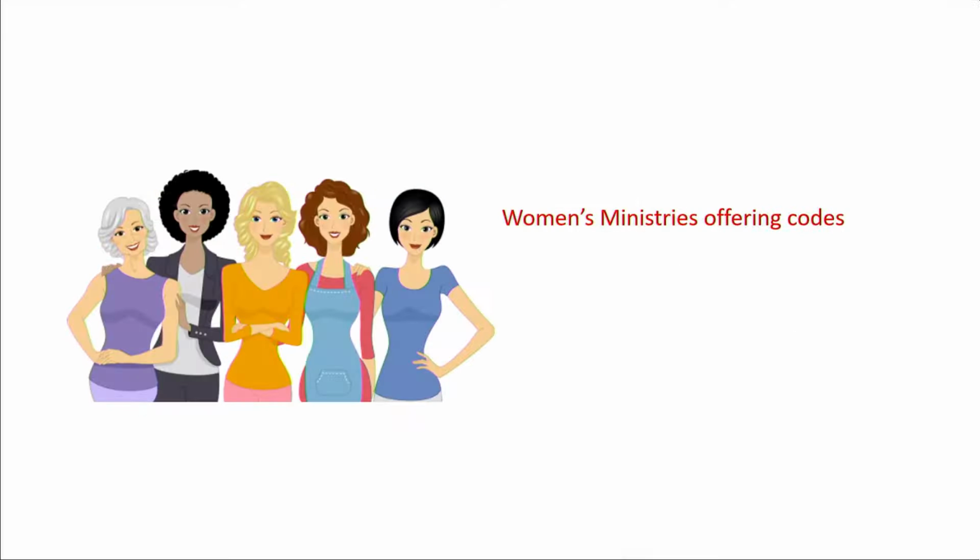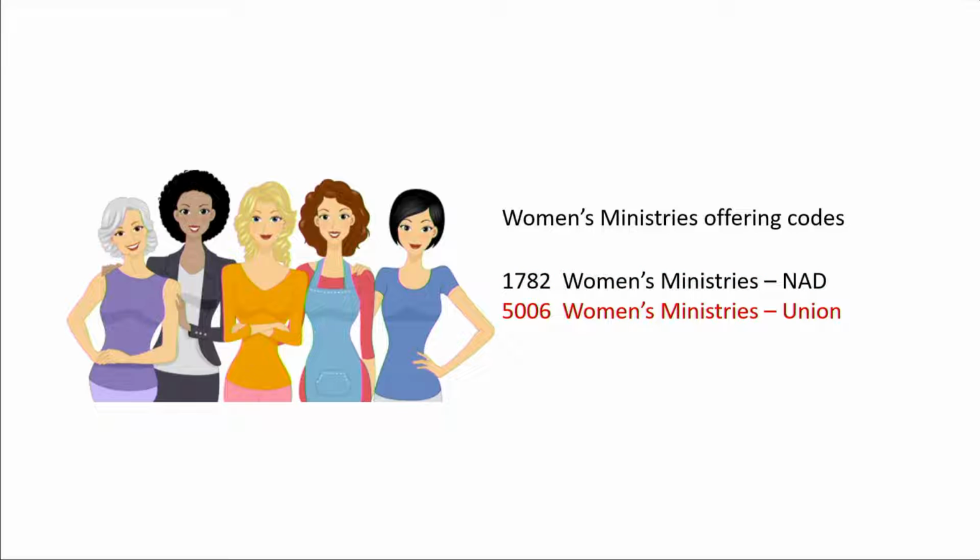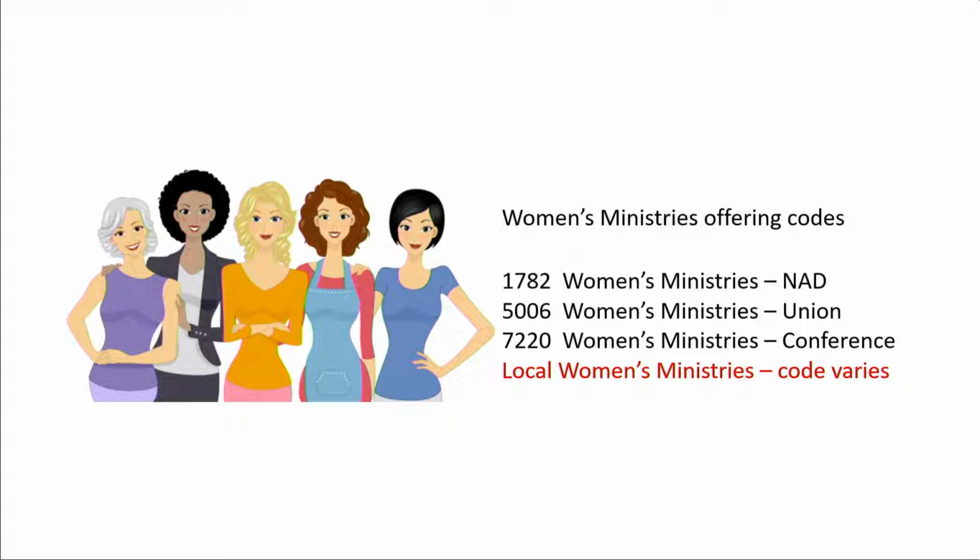Take women's ministry, for example. Number 1782 is the North American Division Women's Ministries Code. 5006 is the Women's Ministries Code for your union. 7220 is the Georgia-Cumberland Conference Women's Ministries Code, and then most churches have a local Women's Ministries Fund as well, with a code number somewhere between 8,000 and 9,999.